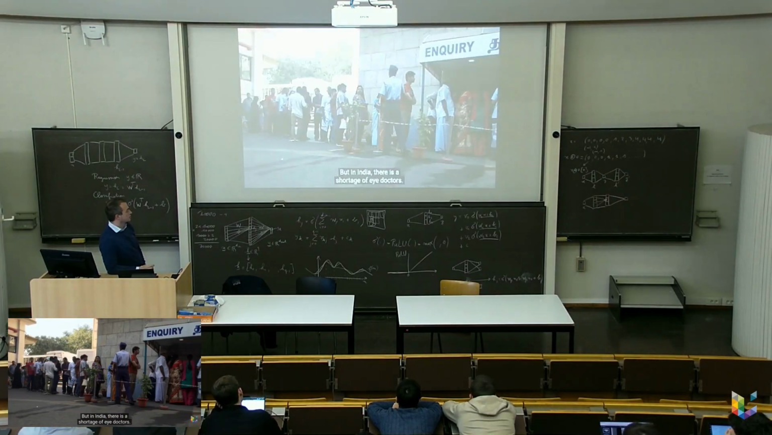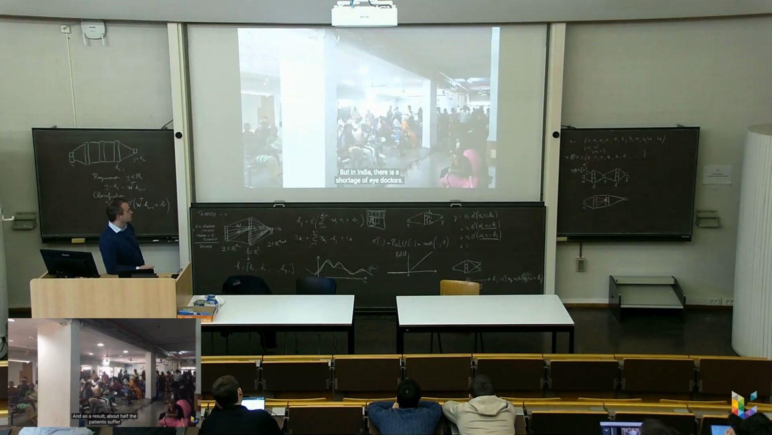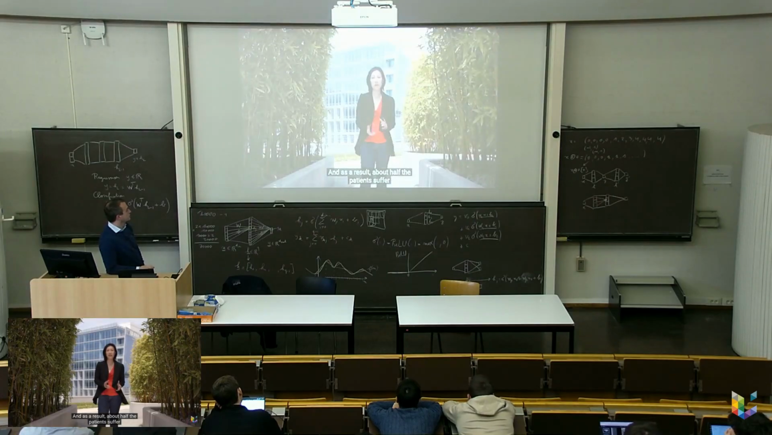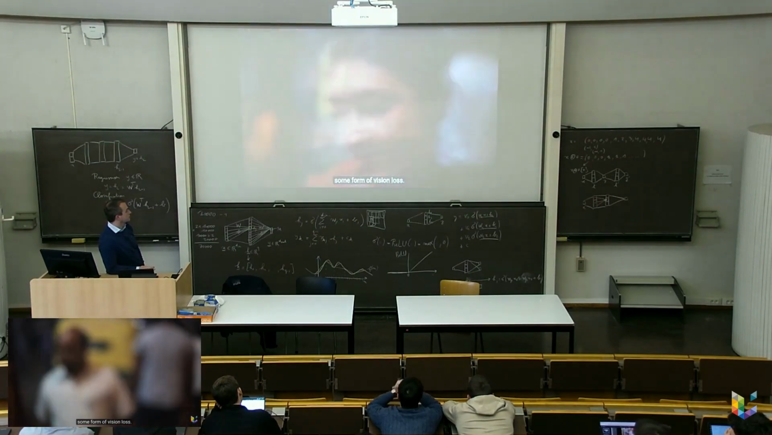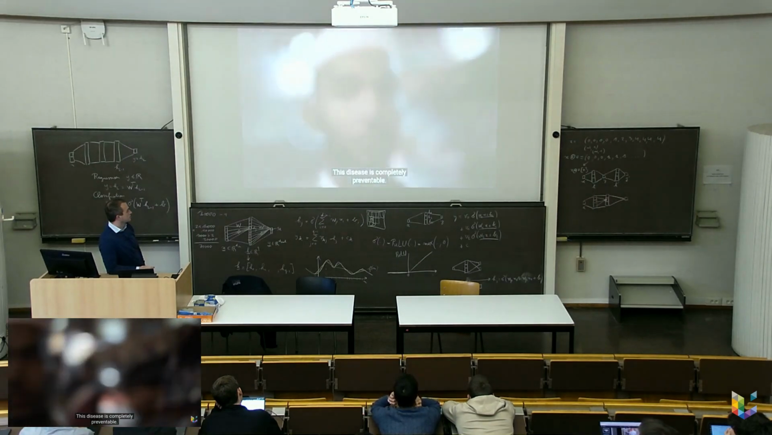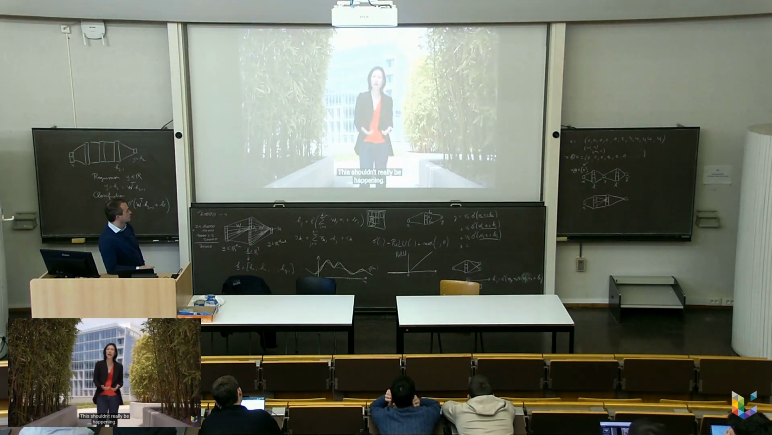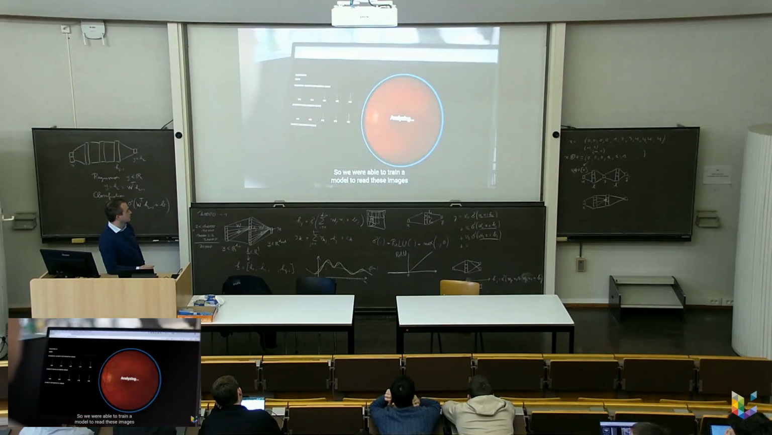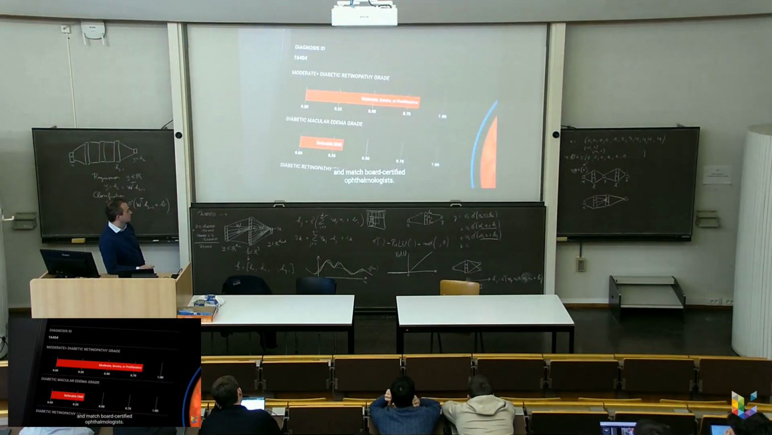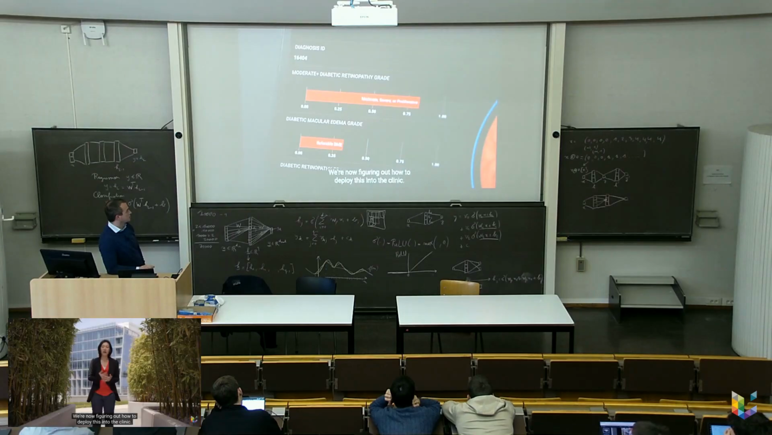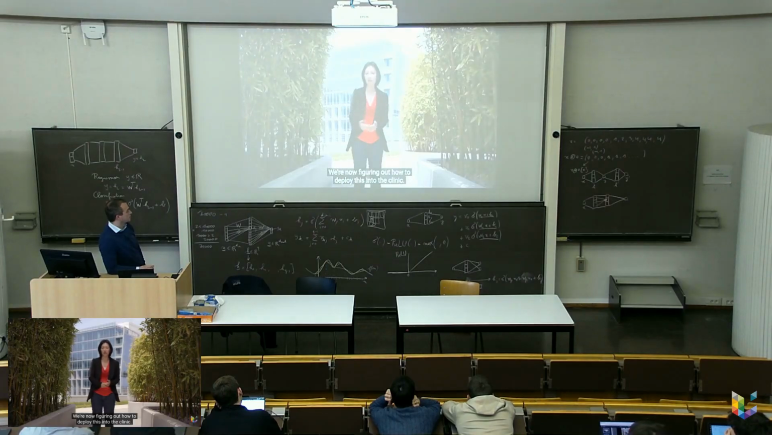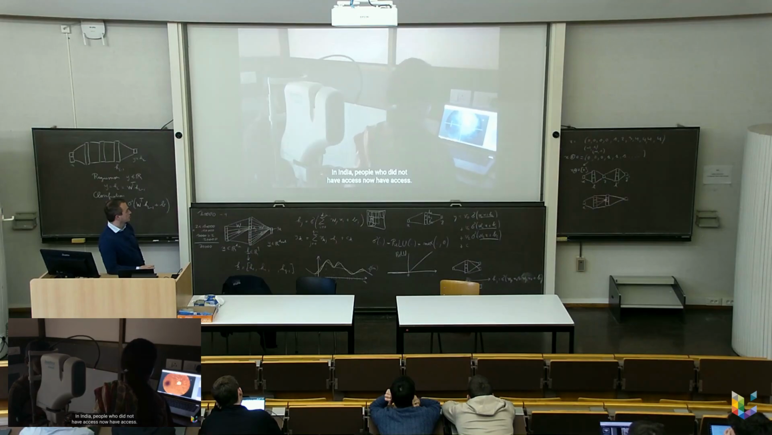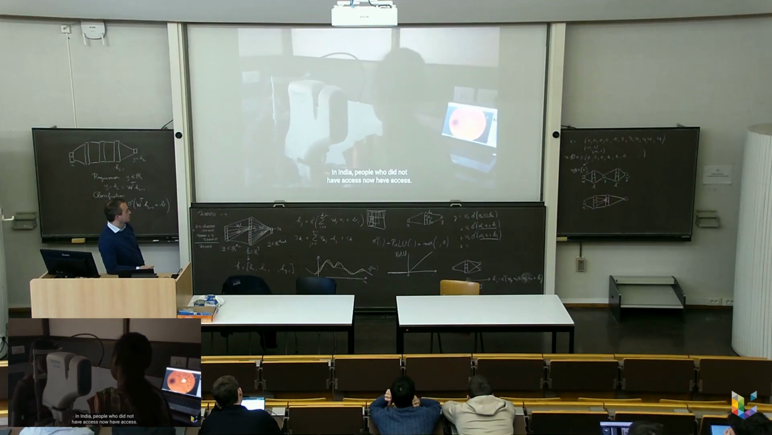But in India, there is a shortage of eye doctors, and as a result, about half the patients suffer some form of vision loss. This disease is completely preventable. This shouldn't really be happening. So we were able to train a model to read these images and match board-certified ophthalmologists. We're now figuring out how to deploy this into the clinic. In India, people who did not have access now have access.